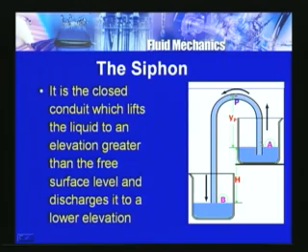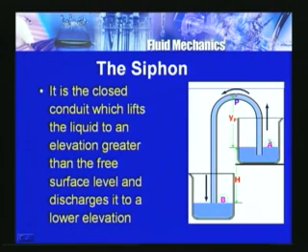If there are two reservoirs, one at an upper elevation and the other at a lower elevation, we transfer the fluid or water from the upper elevation through a raised location. That is where we use the siphon. A siphon is a closed conduit which lifts the liquid to an elevation greater than the free surface level and discharges it to a lower elevation. So, the siphon is acting like this.